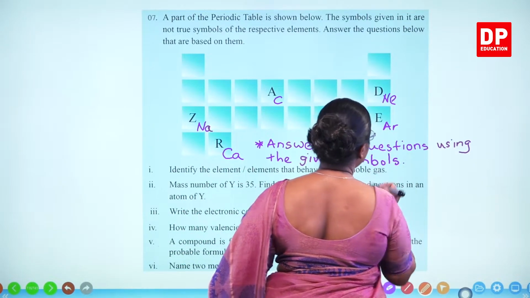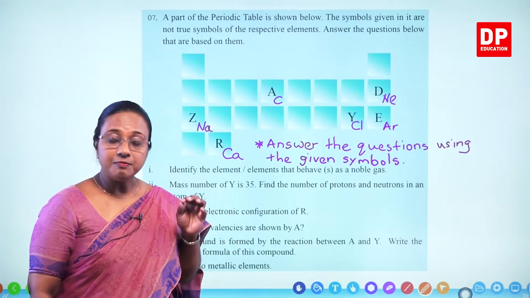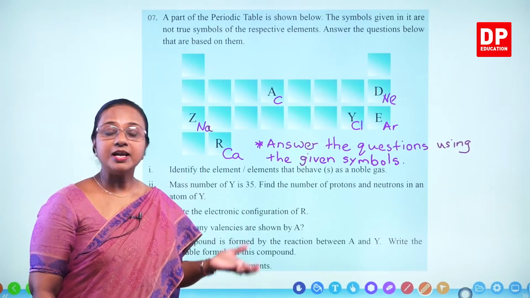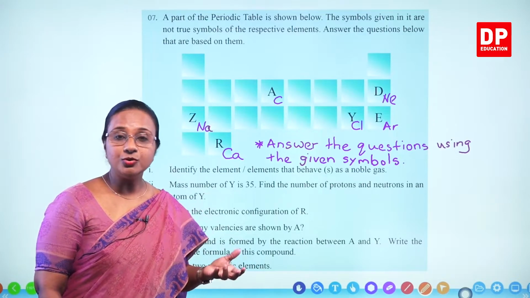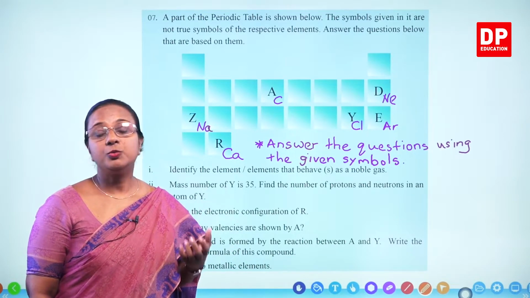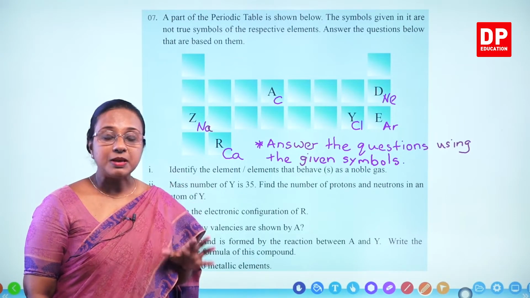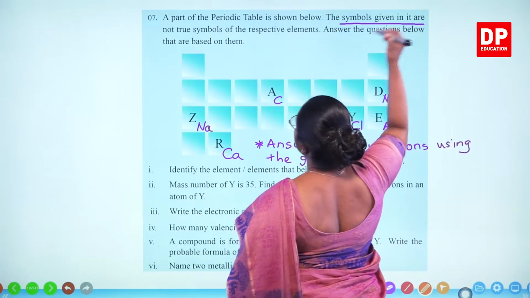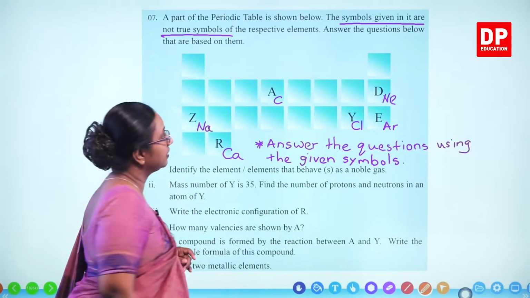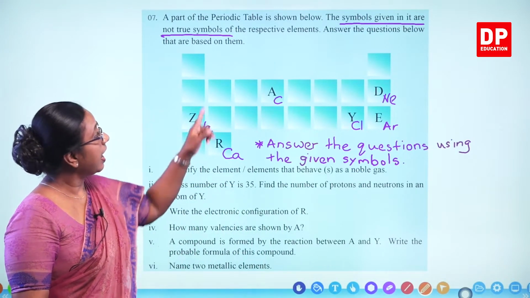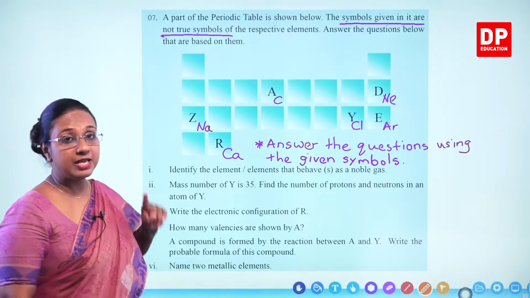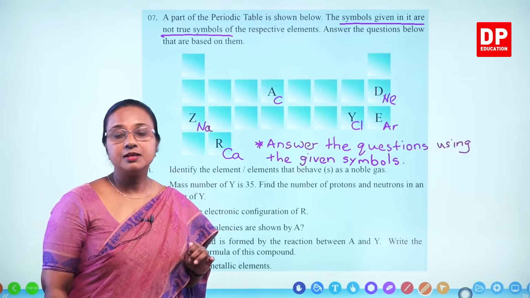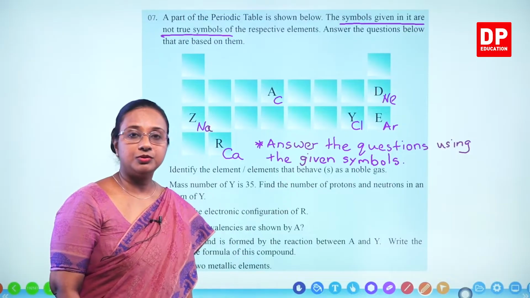Usually they write that in the question, and by mistake, instead of giving the answer as A, if you write the answer as C, because you know that it is carbon, then you will not get the marks. So remember students, when you get a question like this and they say the symbols given in it are not true symbols of these respective elements, answer the questions below that are based on them, you have to answer the questions using the given symbol. Now we will go to the questions.